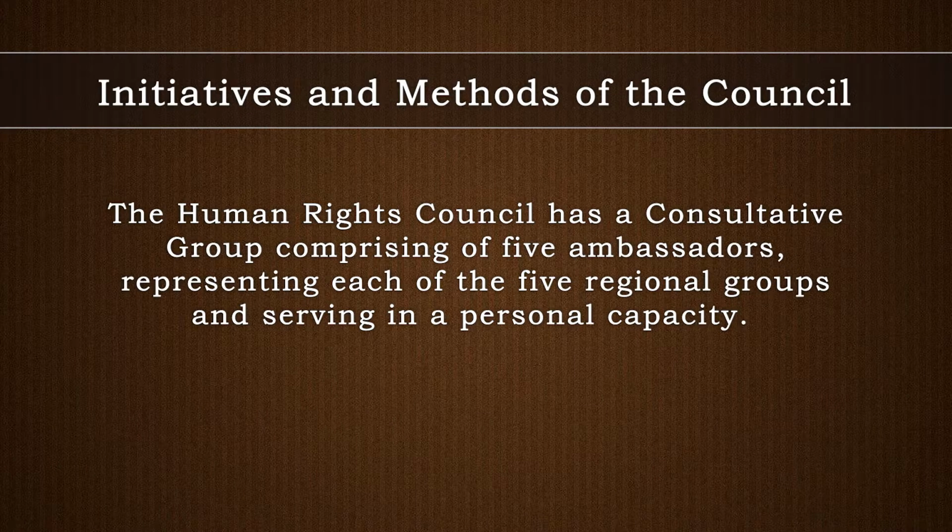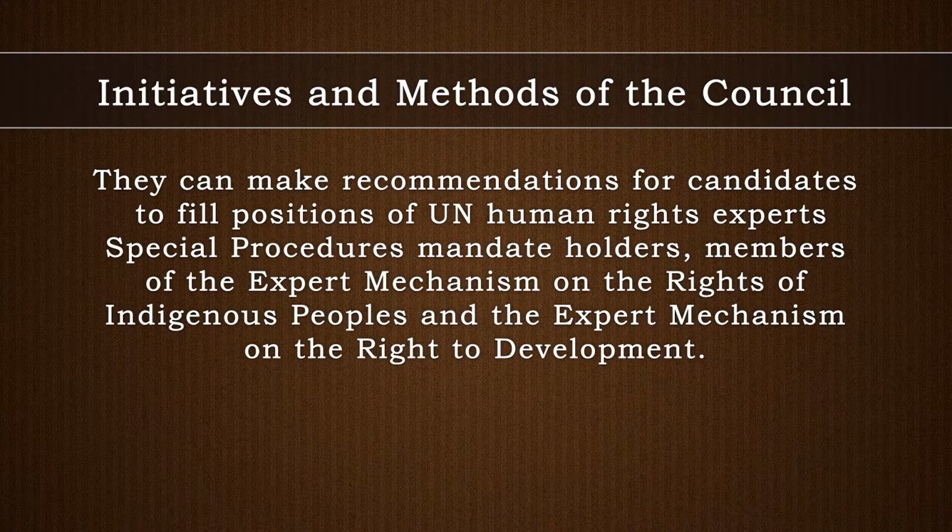The Human Rights Council further on also has a consultative group comprising 5 ambassadors representing each of the 5 regional groups and serving in personal capacity. They can make recommendations for candidates to fill positions of UN human rights experts, special procedures mandate holders, members of the expert mechanism on the rights of indigenous peoples, and the expert mechanism on the right to development.